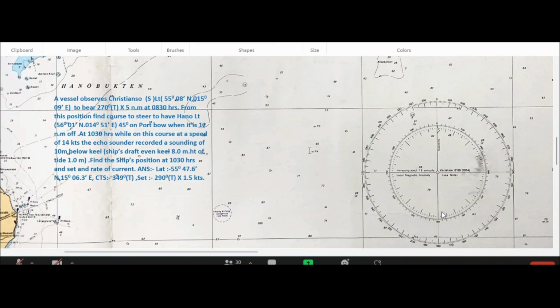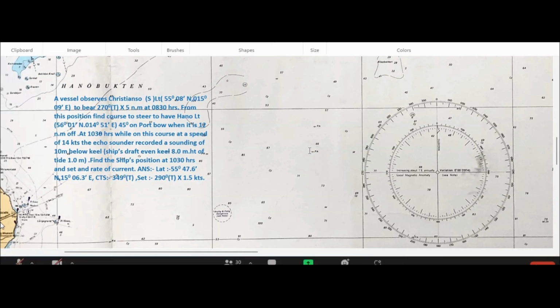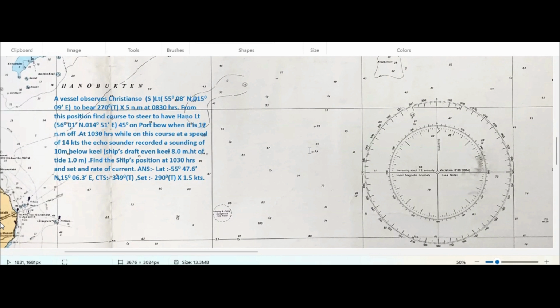Hours. From this position, find the course to steer to have Hano light 45 degrees on the port bow when it is 12 miles off. See that you should read each line. First, you have to find out the position, that is very easy. Then find the course to steer to have Hano light 45 degrees on the port bow. 45 degrees is not the bearing, it is on the port bow. Port bow means from the course. The course minus 45 is the bearing, but the course is not known, so you have to find the course. And there is another condition: not only is the course minus 45 the bearing, at the same time the distance should also be 12 miles off.